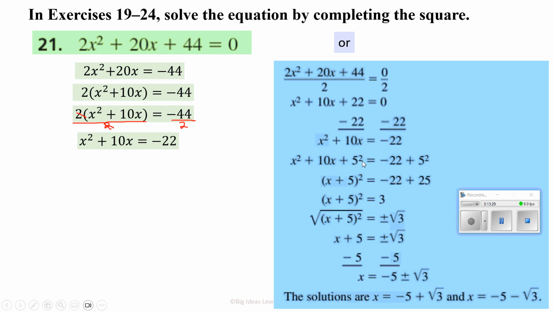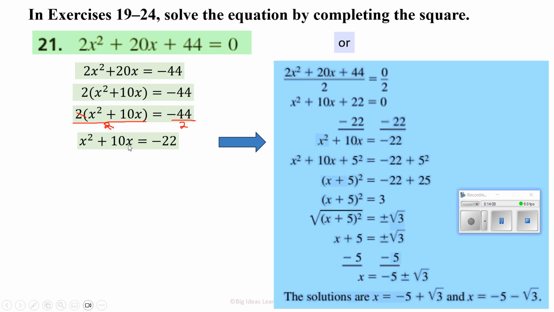What they did is they didn't put 25 over here. They just left it as 5 squared because they knew they were going to be taking the x, the positive sign, and the 5, leaving it there squared. Now 25 minus 22 would be 3. Now get the square root of each side. That's going to give us x plus 5 equals plus or minus the square root of 3. And we're going to subtract 5 from both sides. This gives me negative 5 plus or minus the square root of 3. Okay. Let's move on.